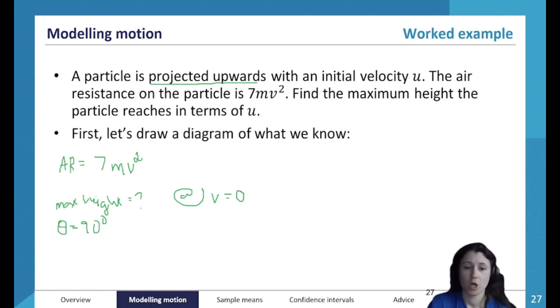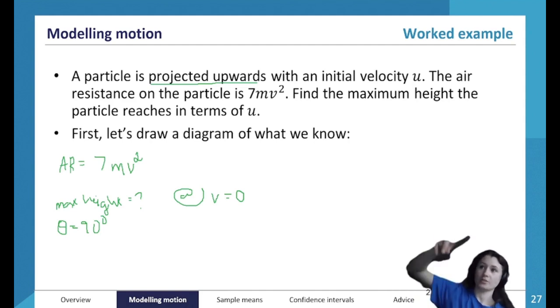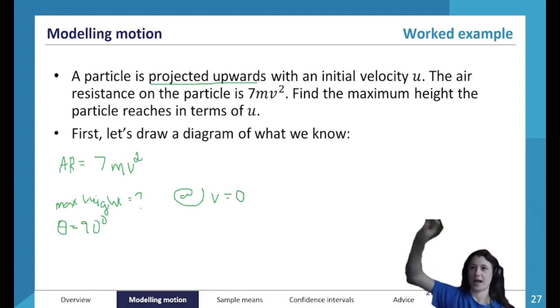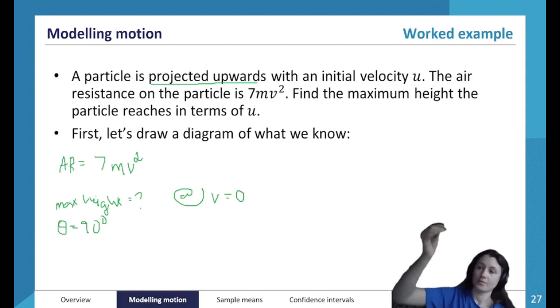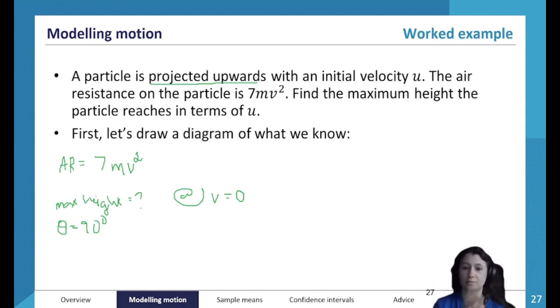Alright, we know this because if you're thinking about a particle being projected upwards, the time when it reaches its maximum height is when it gets right to the top. If you think about throwing a ball upwards, when it gets right to the top, it stops for a second and then comes back down again. So something you need to remember for these projectile motion questions is that the maximum height occurs when the velocity in the j direction is equal to 0, more specifically.